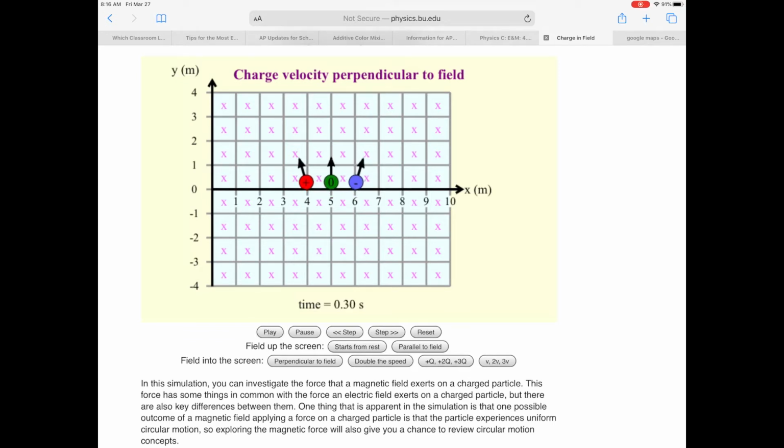If we play the simulation, the object with no charge goes uninterrupted, does not experience a force. The positive and the negative charge, though, do experience forces, but in a little bit different fashion. The forces cause those charges to move in a circular path. If you're going to have a force that causes an object to move in a circular path, you should immediately think in terms of centripetal force, and you should immediately think that that force is directed to the side of the motion, of the velocity.